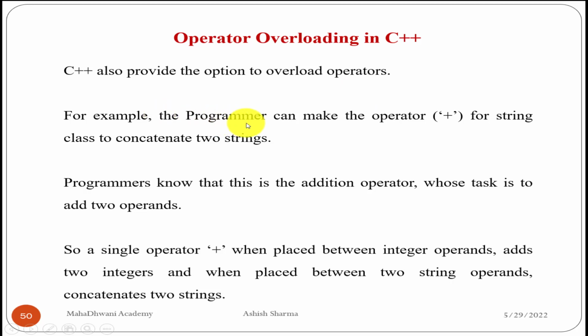The programmer can make the plus operator for a string class concatenate two strings. The programmer knows that this is the addition operator whose task is to add two operands. So the same operator is used for concatenation of two strings and for the addition operation. A single operator plus, when placed between two integer operands, adds two integers. When placed between two string operands, it concatenates two strings. So this is operator overloading.